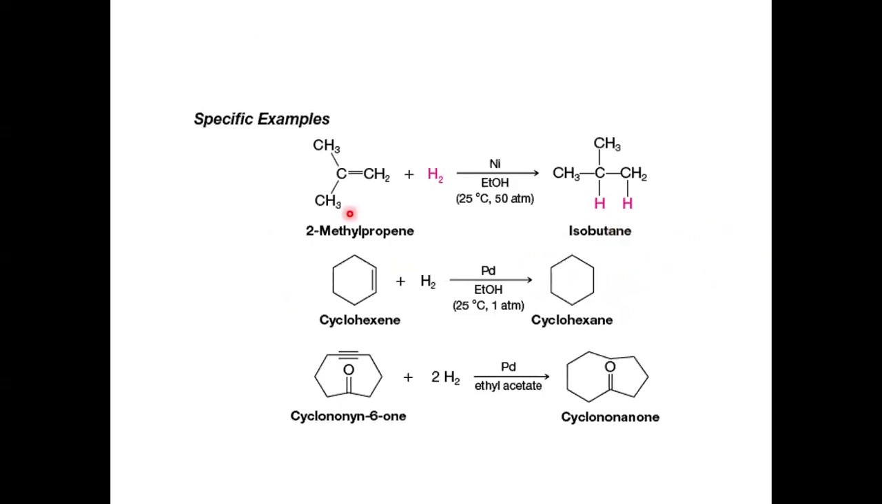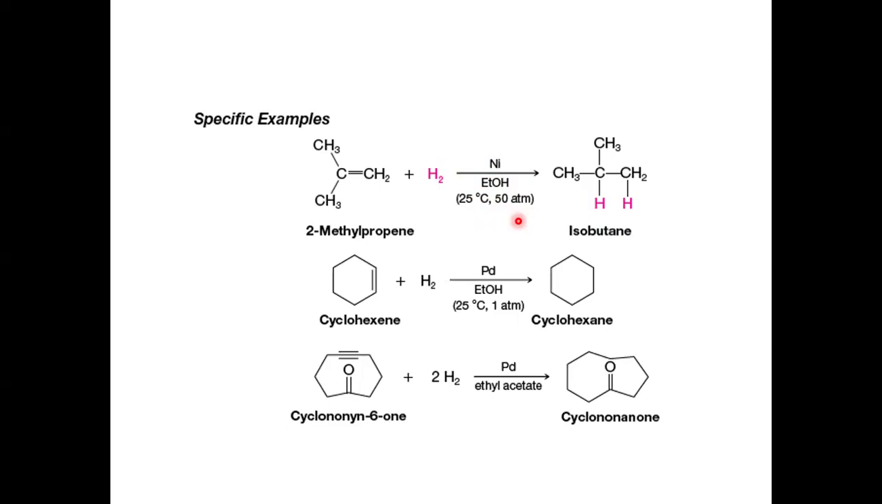You can have specific examples. You can have a double bond, now you have your hydrogen, and in the presence of nickel, you have your solvent, normally ethanol, at 25 degrees Celsius and 50 atm. We have to remember that our normal atmospheric pressure is 1 atm.